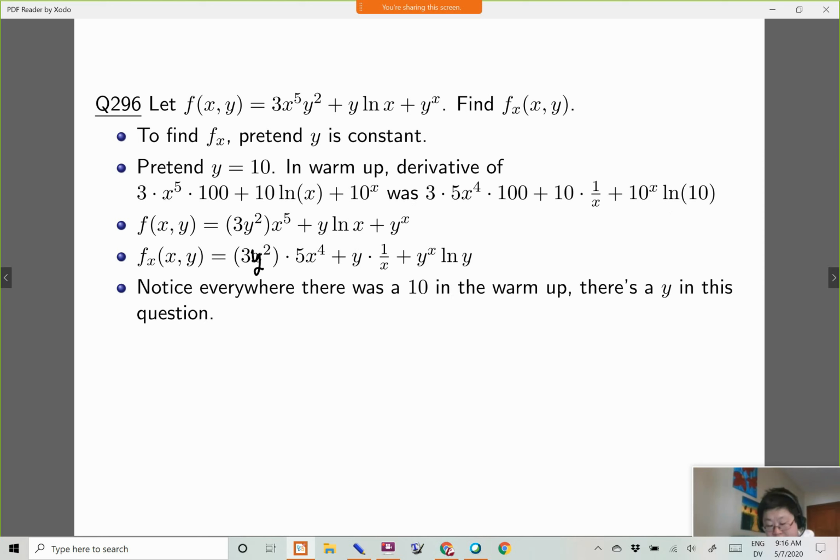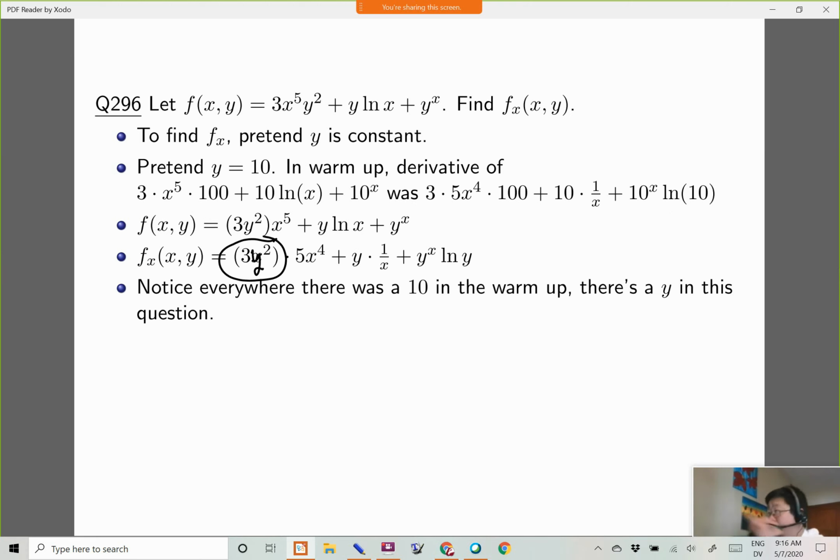So the key thing here is to notice that everywhere that there was a 10, like even this hidden 10, that was really a 10 squared. Everywhere there was a 10 in the warm-up, there's a y in this question that we just did. I should pause. A question came up. Where did you get the y squared? Yeah, good. I think you mean right here in the thing I just circled, right?